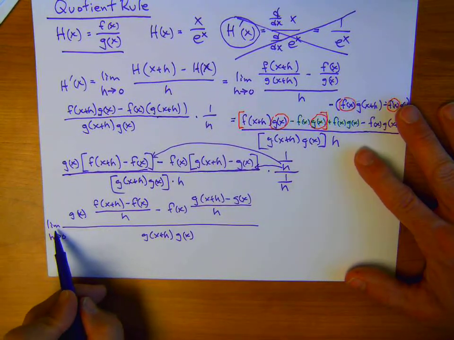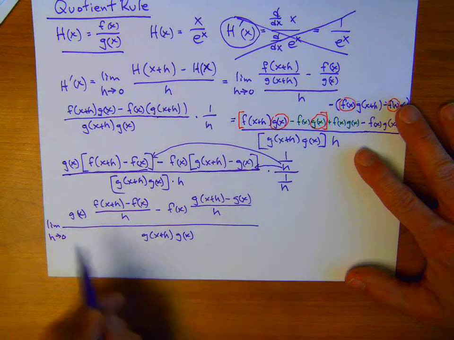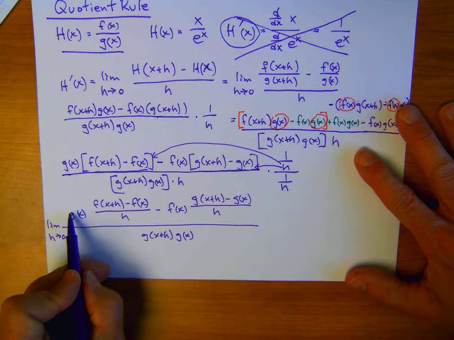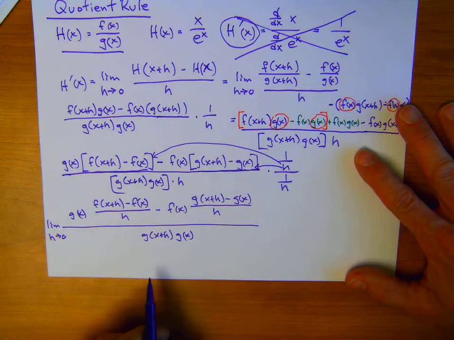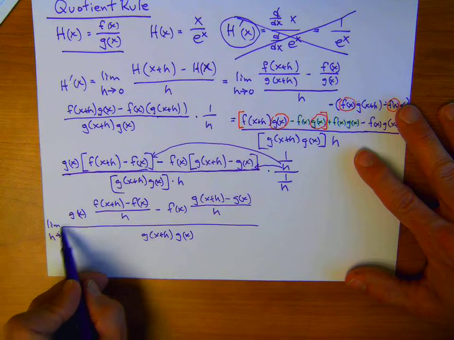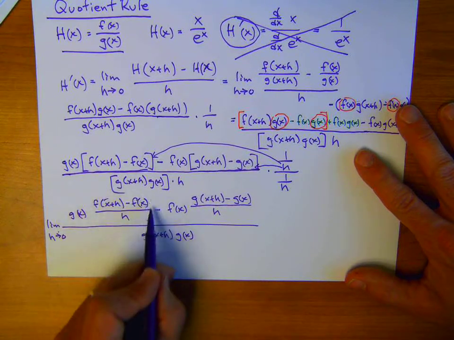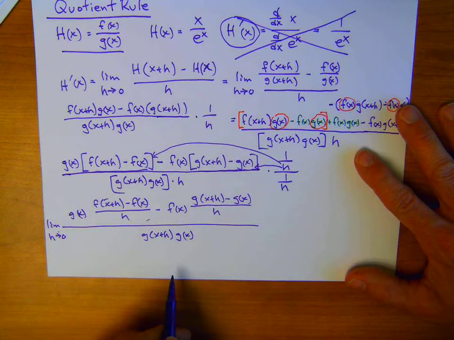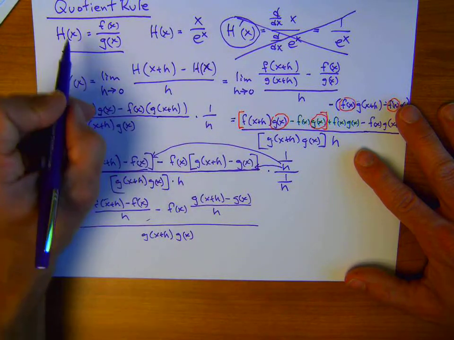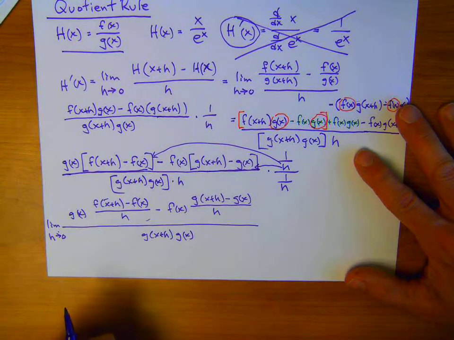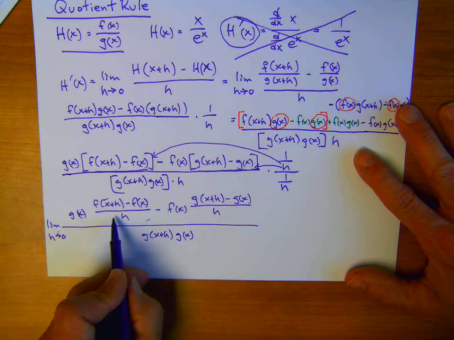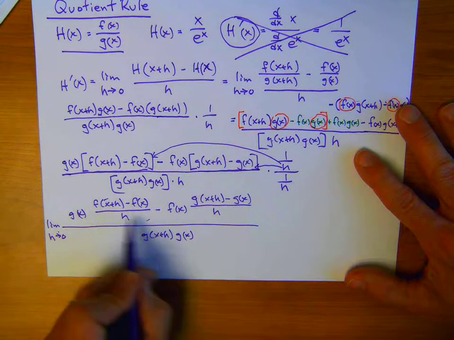So without breaking this up into a bunch of individual limits, g of x is constant with respect to h, so that's just going to give me g of x. Then if I take this limit, I know that's going to be f prime. It's important to note that f and g are differentiable functions. Those are the conditions for the quotient rule. So I know that f prime exists. In other words, I know that limit exists, so that's f prime.